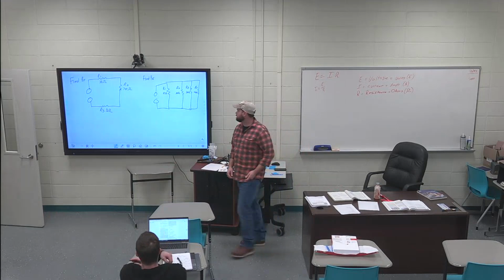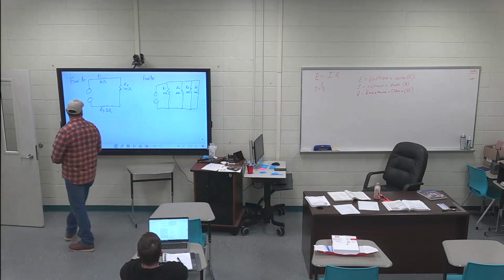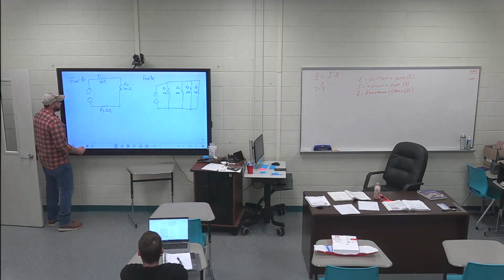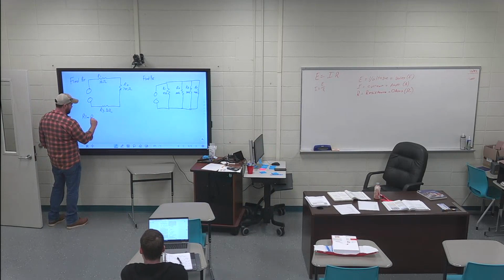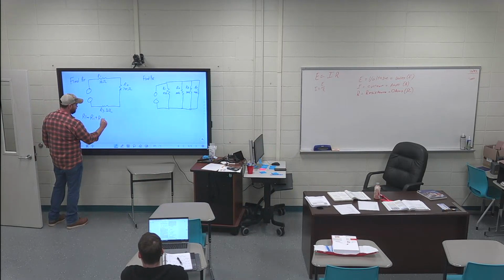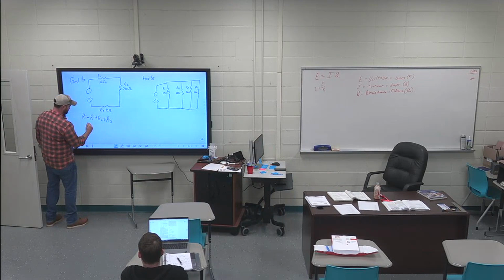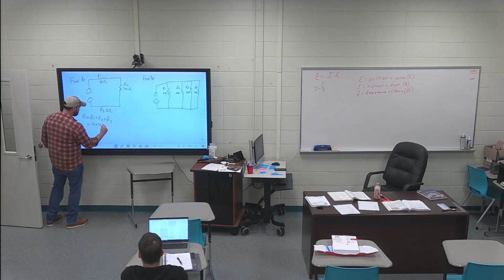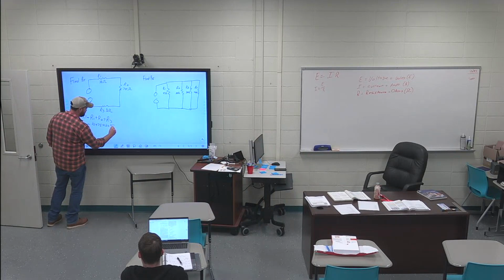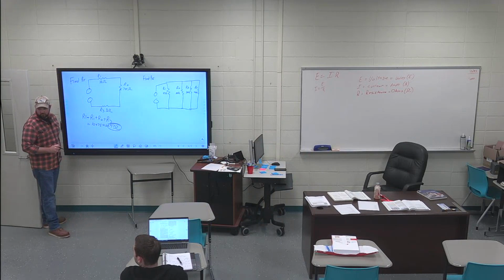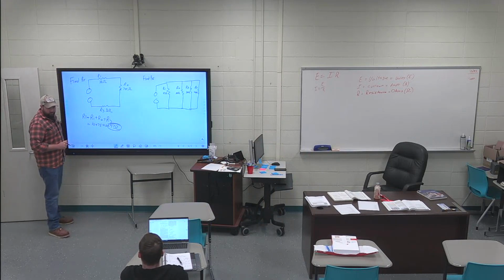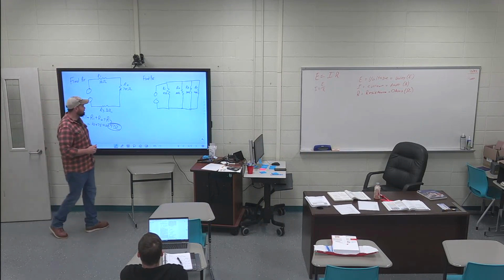So, first one, is this series or parallel? Series. What's my equation for resistors in series? R1 plus R2. So you just add them up, R1 plus R2 plus R3. So 10 plus 75 plus 12 is 97 ohms. Everybody go with that one? Yeah, first one's good. So next one.